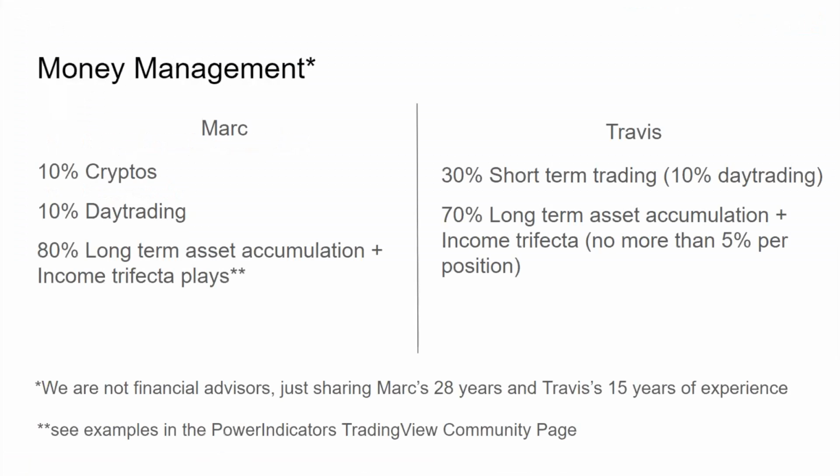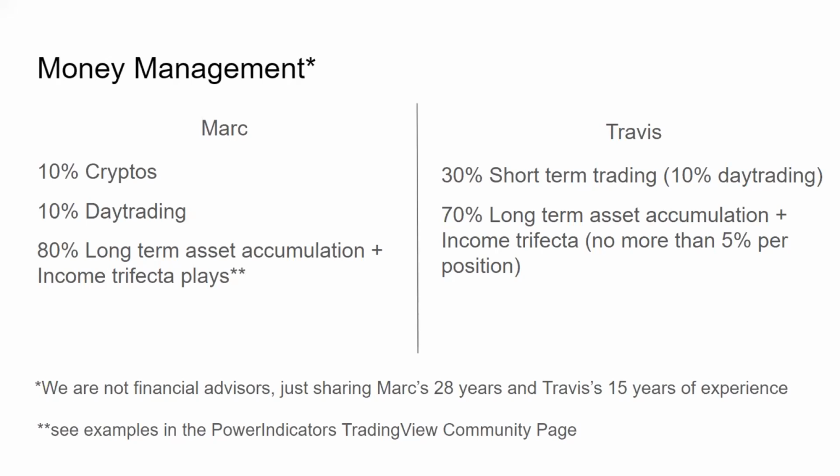So quickly touch on money management, and then we'll hit the Q&A and the chart blast. Now we are not financial advisors. This is just sharing Mark's 28 years and my 15 years of experience. So Mark says to keep only 10% of your investable capital into cryptos, only 10% into day trading, and put 80% into long-term asset accumulation and the income trifecta plays. You can see the note there at the bottom. You can see examples of those income trifecta plays on the Power Indicators TradingView community page.